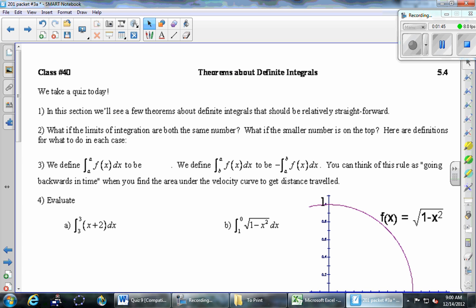This section will see a few differences about definite integrals. Thank you. Richard, number 2.